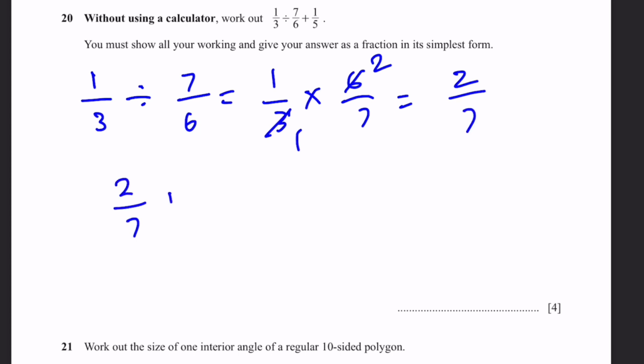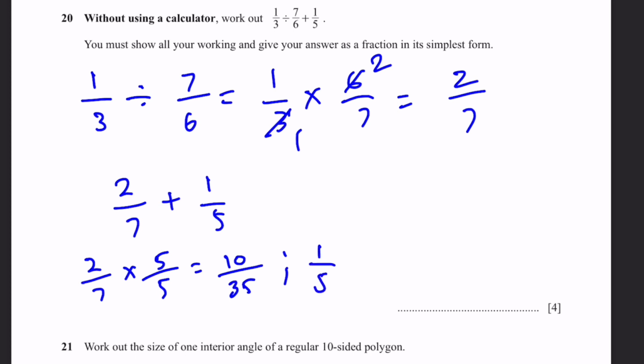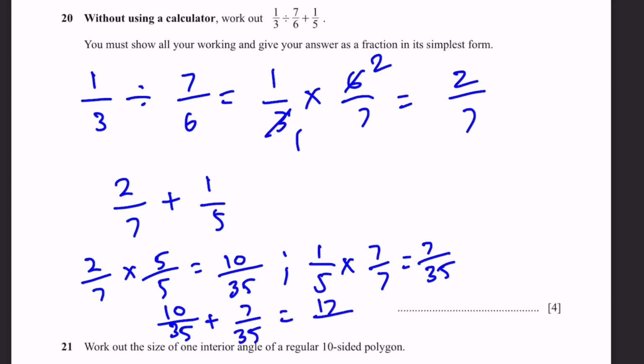2 by 7 plus 1 by 5. 2 by 7 multiplied by 5 by 5 is equal to 10 by 35. And 1 by 5 multiplied by 7 is equal to 7 by 35. Since 35 is the LCM of 7 and 5, we are multiplying the denominators to 35. 10 by 35 plus 7 by 35 is equal to 17 by 35. This is already in its simplest form, and so that's the answer. 17 by 35.